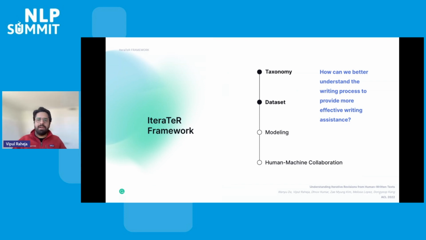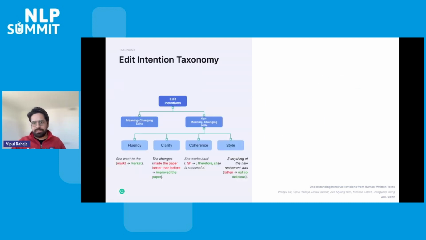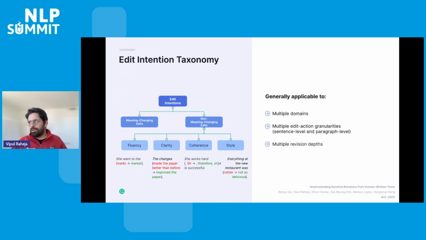process itself, in the interest of time, I'll keep the first two things short and refer you to our paper from ACL last year, where we proposed a taxonomy for text revision based on edit intents. And secondly, we collected a large-scale data set of iterative revisions in the wild. So more specifically for our taxonomy of text editing, we focused on non-meaning changing edits. And as you can see, this taxonomy of text editing edit intentions is generally applicable to multiple domains, multiple granularities, and multiple revision depths.